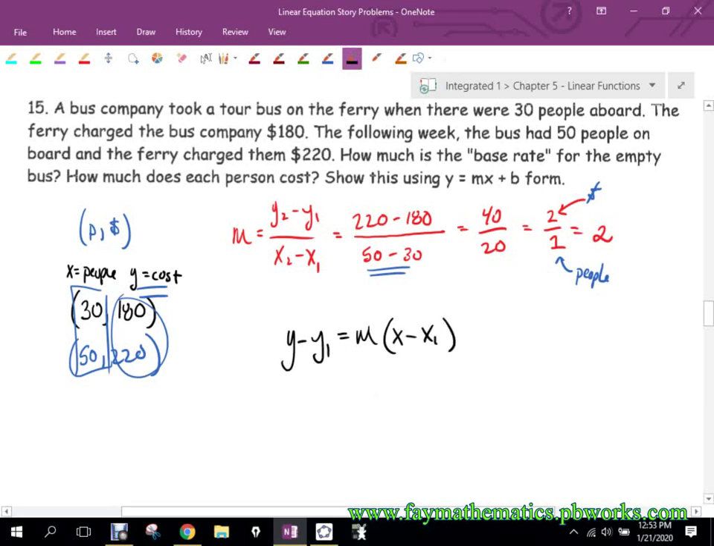Now, we want to go with y minus y1 equals m times x minus x1, right? What do you want to choose for y1 and x1? 30 and 180. Good choice. Okay? Will the other one work? 50, 220? Yeah, but too much going on.